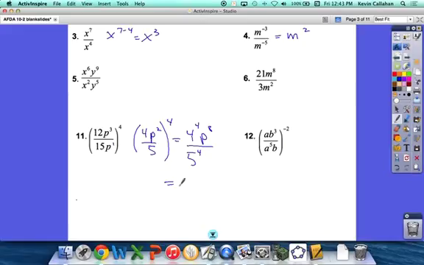Okay, what is 4 to the 4th? 4 times 4 times 4 times 4. It's like saying, what's 4 squared times 4 squared? 16 times 16. Not a normal one that we would know, but 256. But maybe more likely if you knew 5 to the 4th. What's 5 squared times 5 squared? 25 times 25. 625. So this one is 256 p to the 8th over 625.